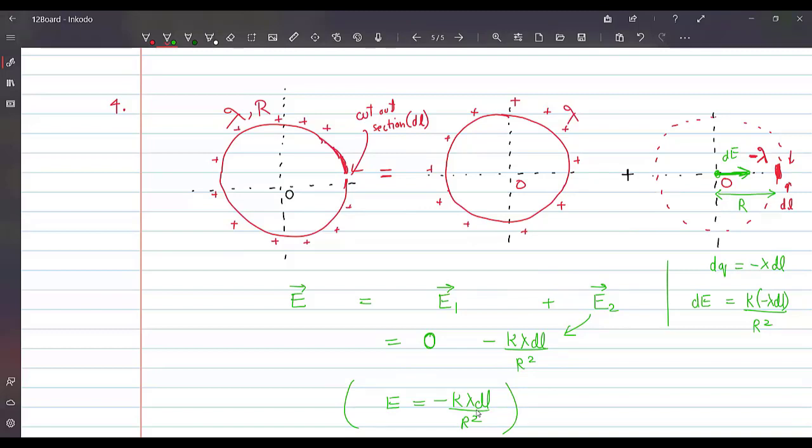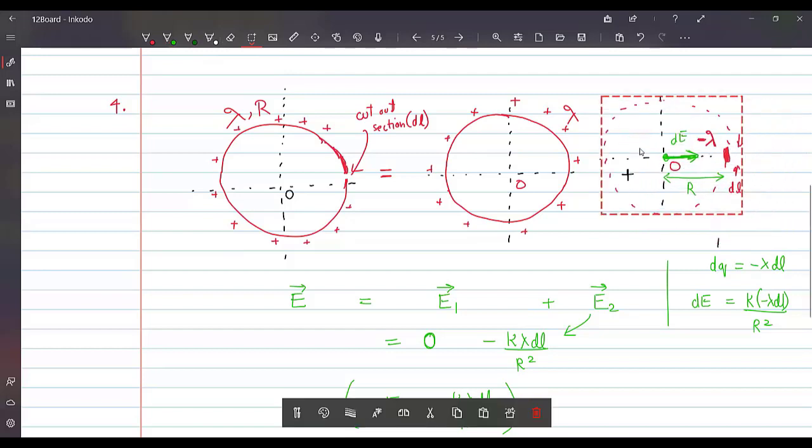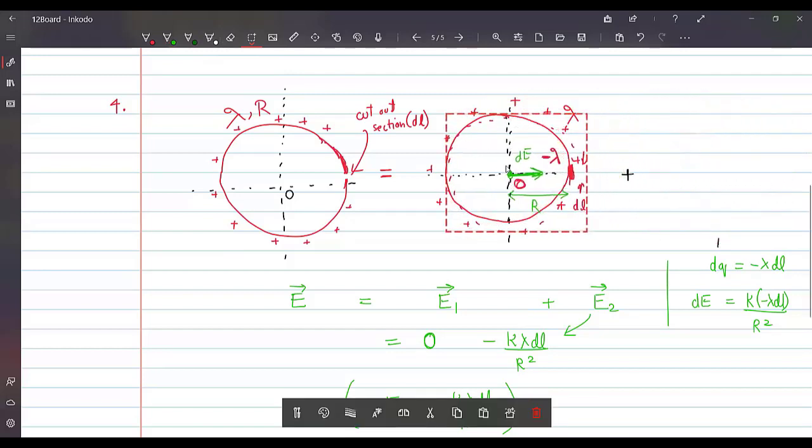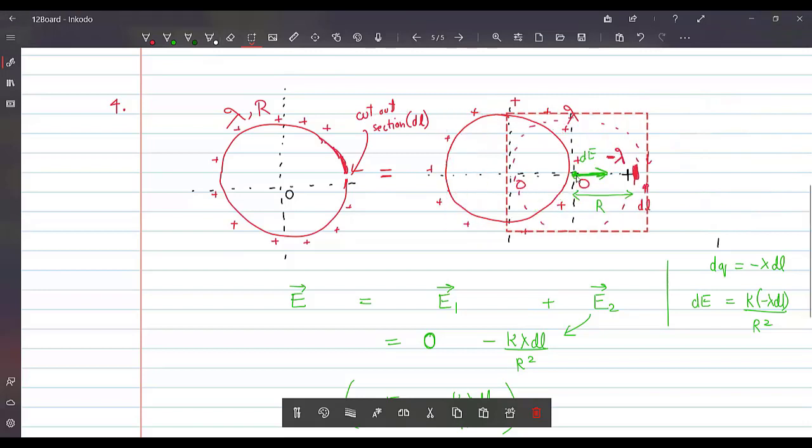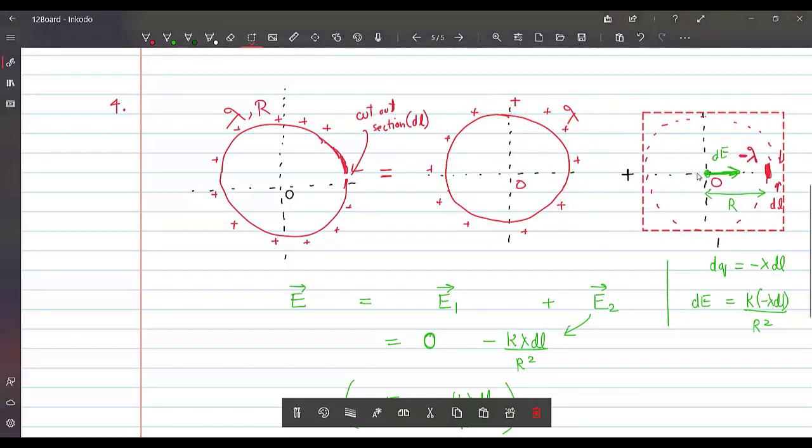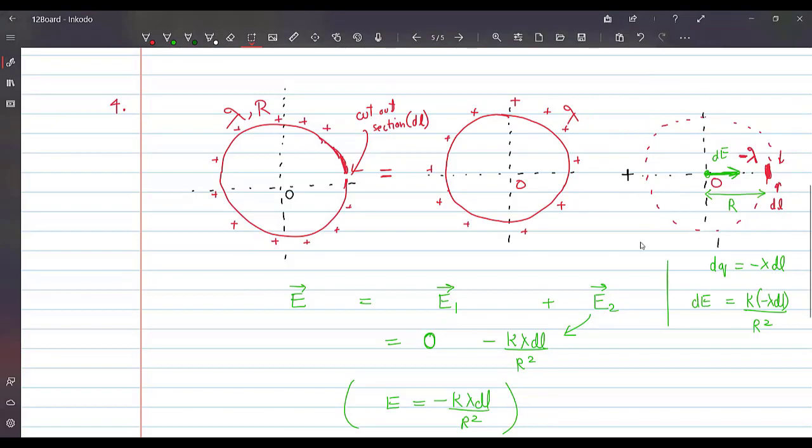This was the principle of superposition. We are imposing this on this. Here there was plus lambda, here there was minus lambda. And if I could overlap this, try to be imaginative, the lambda and minus lambda will overlap each other and give a neutral region. Neutral region is equivalent to the cutout section. These are smart ways to approach problems.